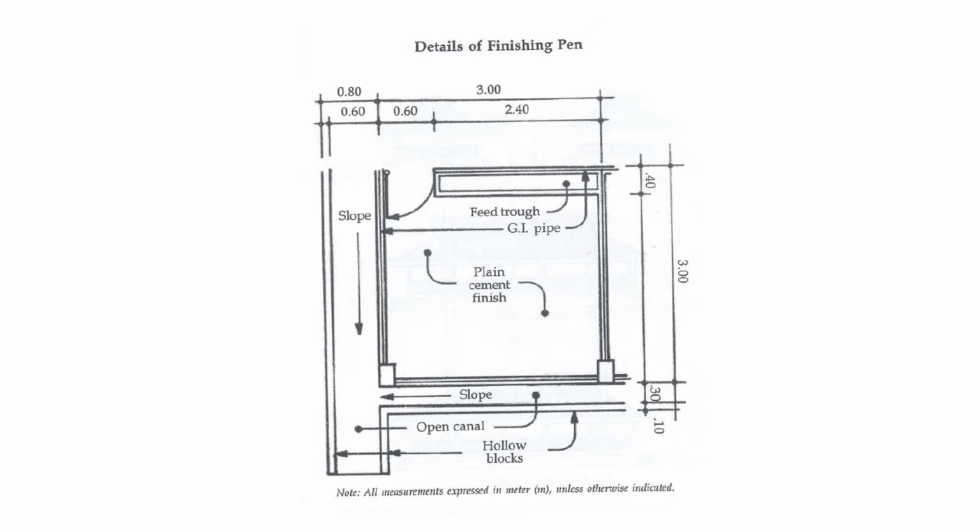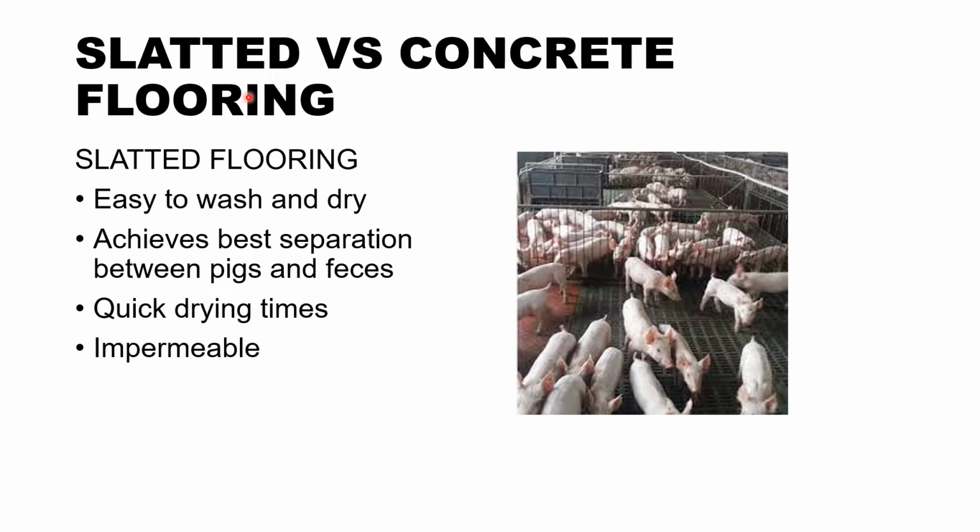So, with that, ano nga ba yung pagkakaiba ng slatted versus yung concrete na flooring? Ano yung mga advantage, disadvantage nila? So, sa slatted flooring, ganito yung itsura. May mga holes. So, it is easy to wash and dry kasi may mga holes siya kung saan doon pupunta yung mga urine, yung mga tae ng mga baboy. Then, it achieves best separation between pigs and feces kasi nga, slatted siya, may holes siya.